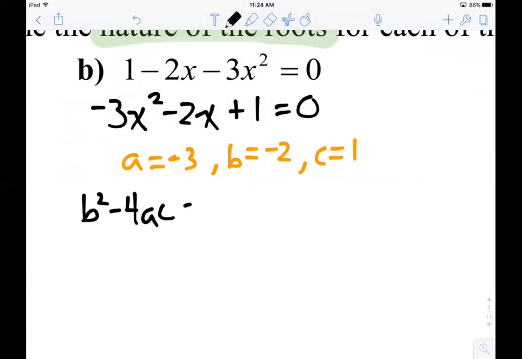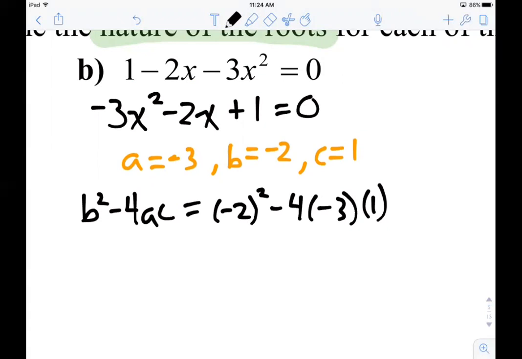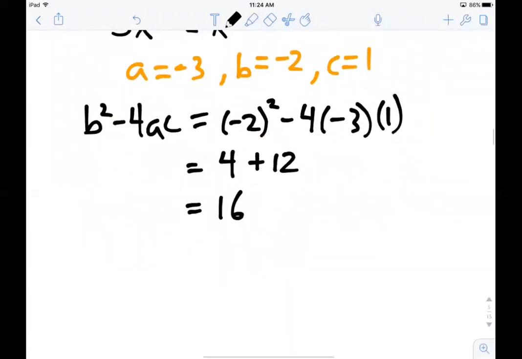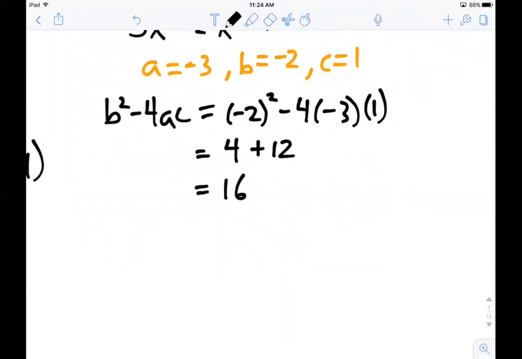So in this case, b squared minus 4ac is going to be negative 2 squared minus 4 times negative 3 times positive 1. Or in other words, positive 4. And then I've got minus 4 times negative 3 times positive 1. So that's sort of like I'm doing subtract negative 12, or in other words, it's like I'm adding 12. So I really just get positive 16. The number 16 itself isn't really that important. What's important about it to note is that it's greater than 0. It's a positive number. That's what I need to make note of.